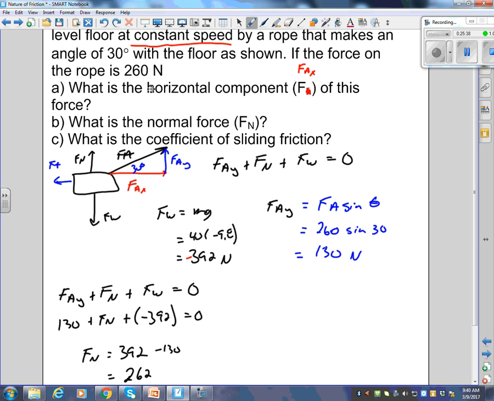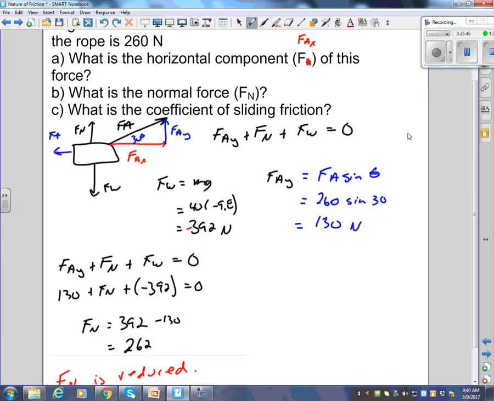Now, I don't even remember what I was supposed to find. I haven't even got part A yet. I went and did part B, didn't I? I'll just do what students do, just call this part A. Yeah, I know. FAX is just going to be FA cos theta. I guess I should have read the question. 260 times the cosine of 30 is 225.